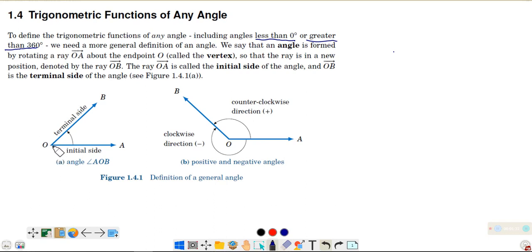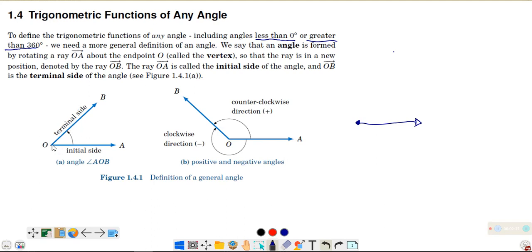So meron tayong ray OA. This is the initial side. Para siyang hand ng clock na lumilipat over a certain period of time. Di ba yung gitna ng clock, doon naka-attach yung hand. And then, the hand of the clock will change its position over a certain period of time. Hindi madadagdagan yung hand, pero lilipat siya ng position. Ganon din yung mga angles natin ngayon. So, meron tayong initial side or yung original position niya, and then the ending position is the terminal side. Is it clear? I hope it is.